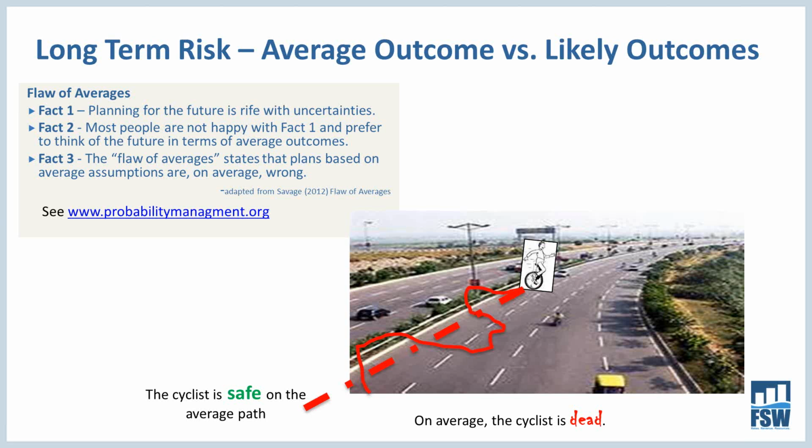There's a key difference between what the average forecasted sales are and what your likely sales are. This is attributable again to the law of averages, which we've adapted from Sam Savage in his work. He's a contributor to this handbook, and he wrote a book on the law of averages. The first fact is that planning for the future is rife with uncertainties, and the second is that most people are not happy with that fact and prefer to think of the future in terms of average outcomes. The law of averages states that plans based on average assumptions are on average wrong.